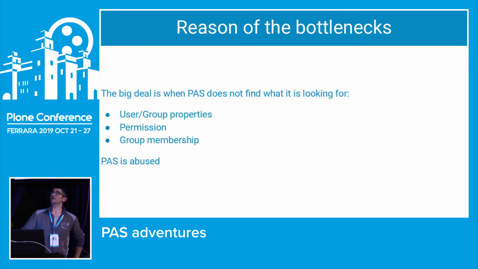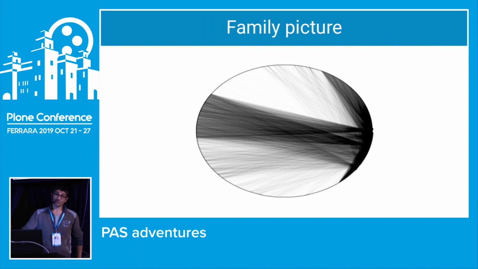So this was basically identified as the main reason for the bottleneck. Just to let you understand what the situation of the users and groups in that site was, I will show you a family picture, a wonderful family picture. In order to understand that, I know this is kind of scary. You need to understand that on the border of these ellipses, you have points, and each of these points is a group or a user.